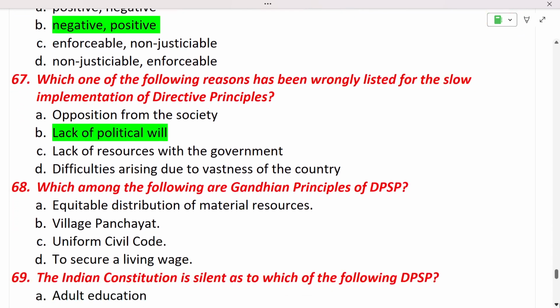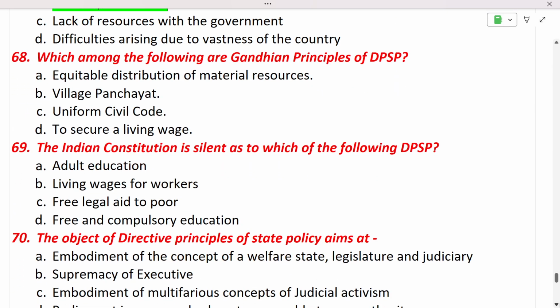Next, question number 68. Which among the following are Gandhian principles of DPSP? Option A, equitable distribution of material resources. Option B, village panchayat. Option C, uniform civil code. Option D, to secure a living wage. So the answer is B.